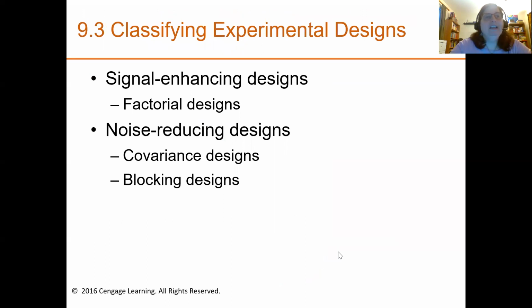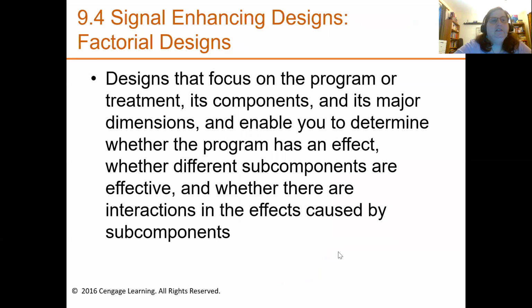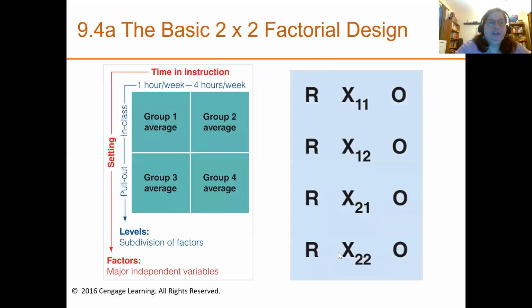So now let's talk about how we can take these designs a step further. We're going to talk about signal enhancing designs through factorial designs and noise reducing designs through covariance or blocking designs. So designs that focus on the program or treatment, its components, and its major dimensions, and enable you to determine whether the program has an effect, whether different subcomponents have an effect, and whether there are interactions in the effects caused by the subcomponents.